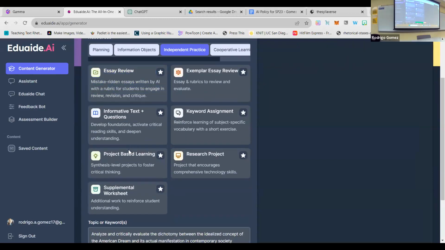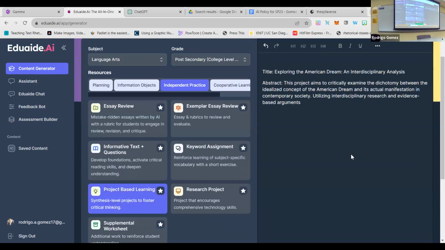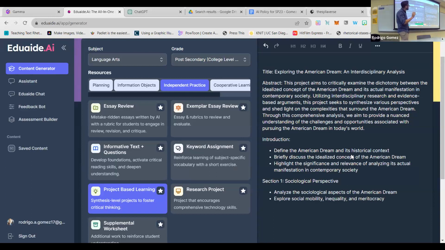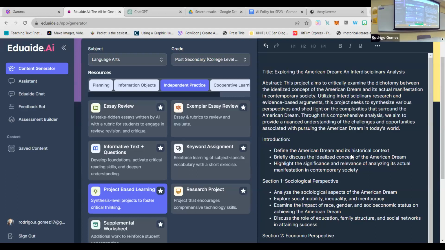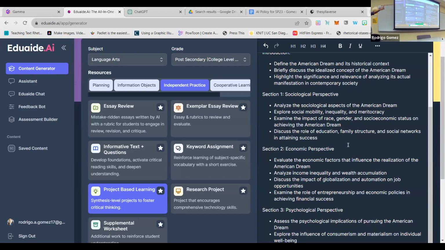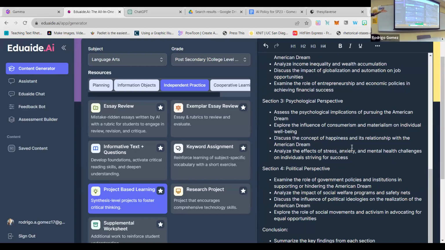But let's actually do some project-based learning on the American dream. Okay, let's see what comes up, because that's the goal here. It gives us activities. All right, an abstract. This project aims to critically examine the dichotomy between the idealized concept of the American dream and its actual manifestation in contemporary society. Utilizing interdisciplinary research and evidence-based arguments, this project seeks to synthesize various perspectives on, and so on. Section 1, the sociological perspective. Section 2, the economic perspective. Section 3, the psychological perspective. Section 4... That's pretty good, right?